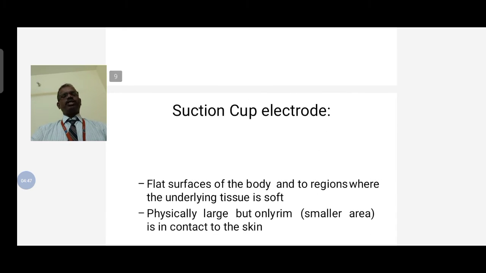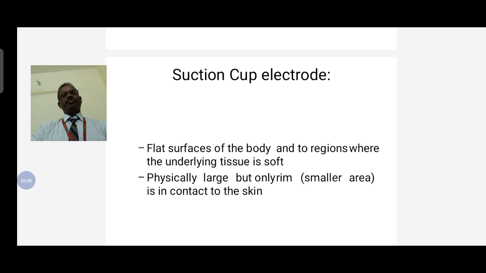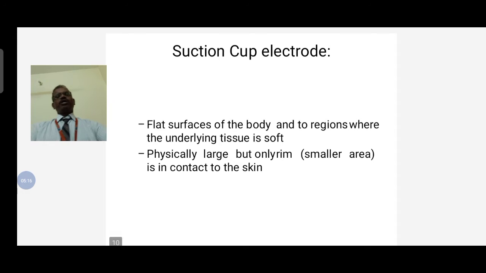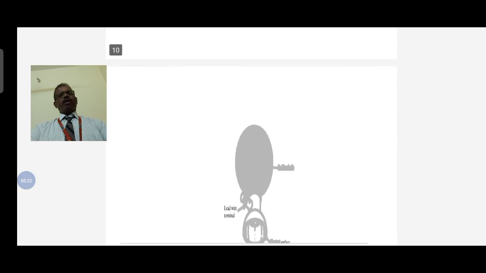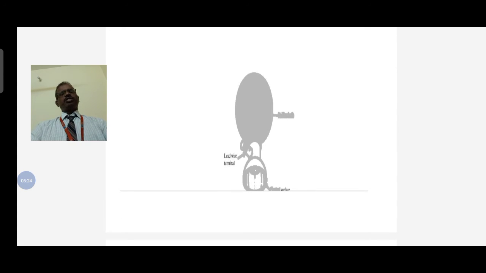Next one is suction cup electrodes, which can be used on flat surfaces of the body and regions where the underlying tissue is soft. Physically the electrode is large, but only the rim, which is smaller in size, is in contact with the skin. These are the construction details of the suction cup electrodes, and this is the diagram of the construction.